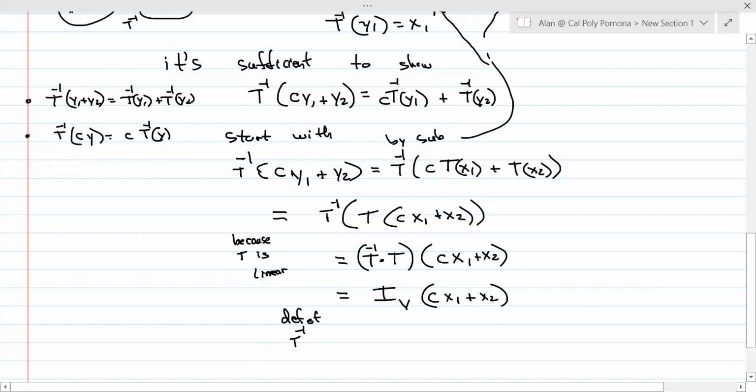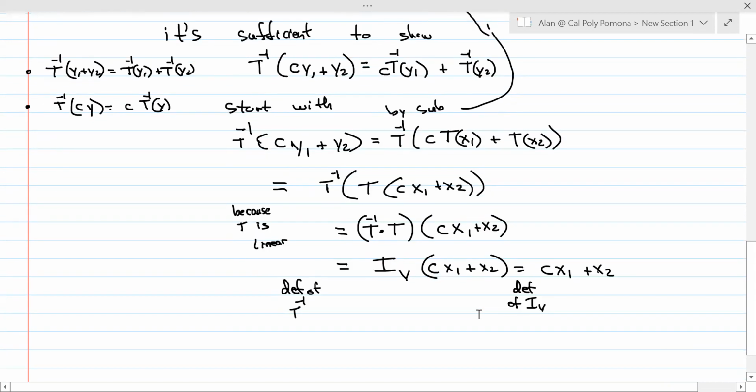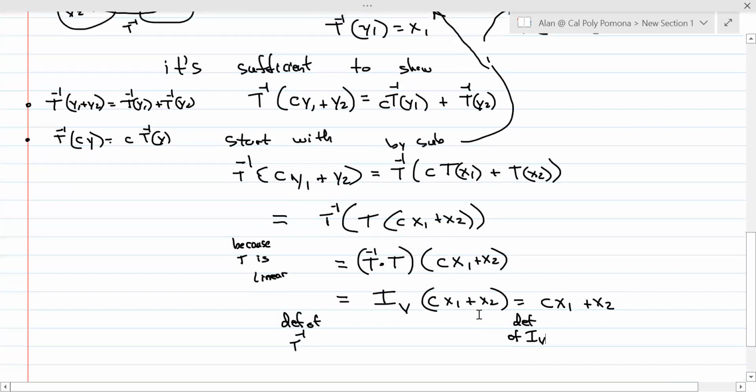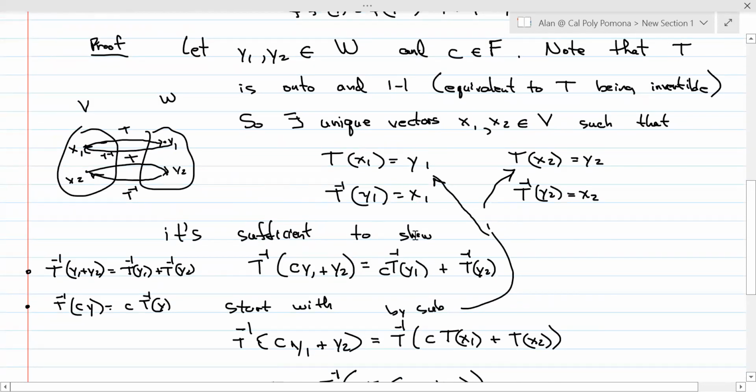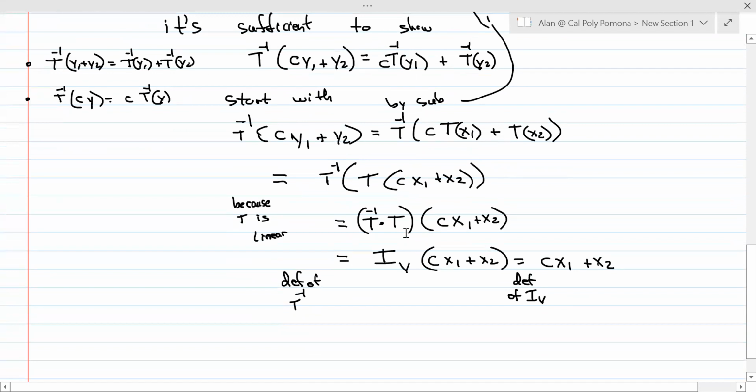Okay, but the identity working on this vector is just this. And that's just the definition of the identity. The identity transformation just leaves the vector untouched. It gives you back the same vector. However, now we can use these guys. So let's substitute that in here.